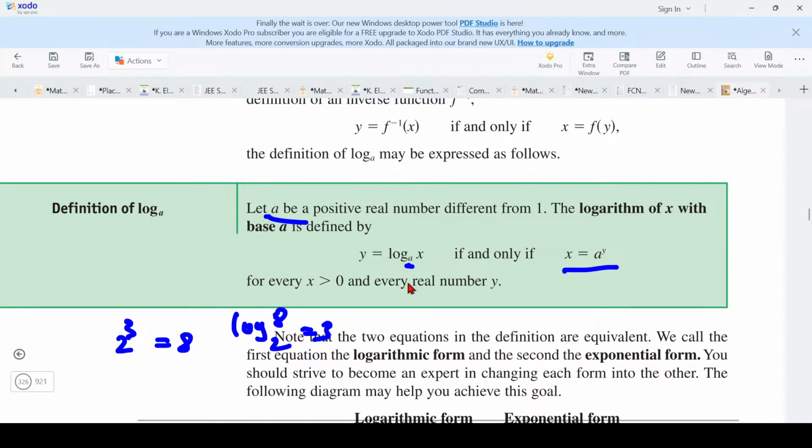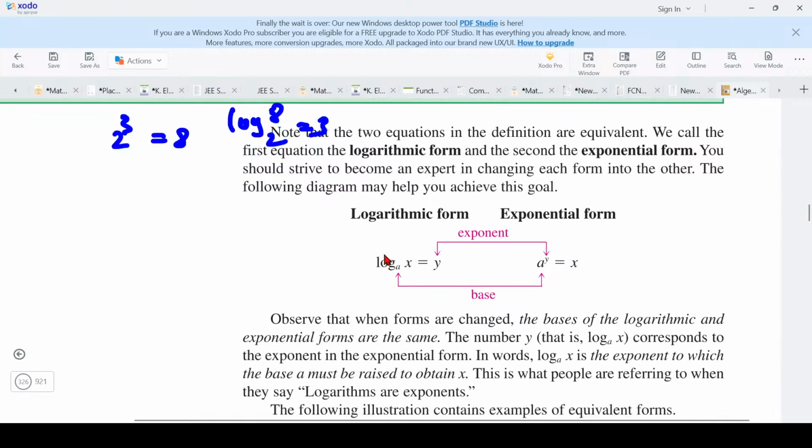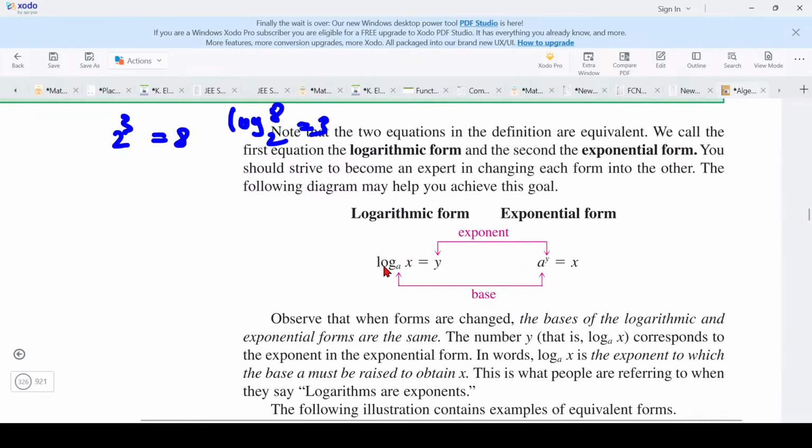A has to be positive, and automatically x is also positive. Agreed? Okay. So now, a power y equals x. Please be comfortable with this notation. A power y equals x, then log x to the base a equals y. Don't get confused. It is not log x to the base y.